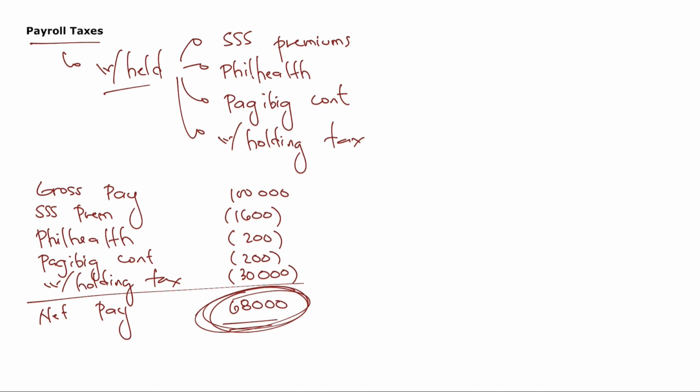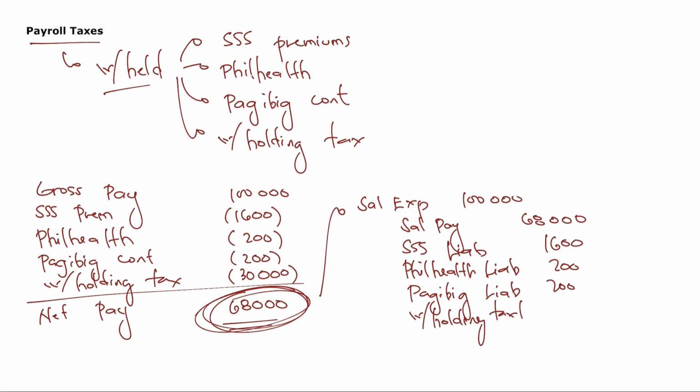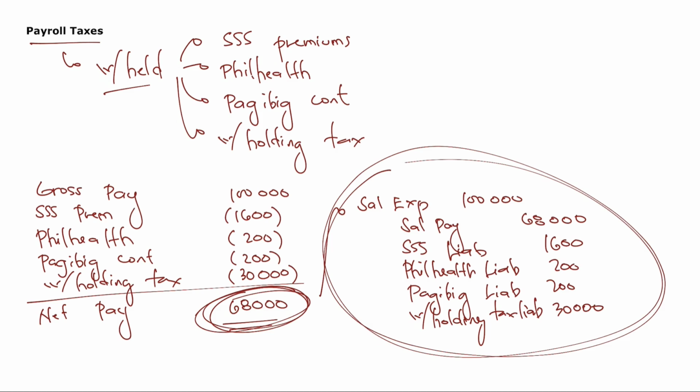So, paano natin yan i-journalize? Well, kapag journalize natin yan, the journal entry is to debit salaries expense equal to 100,000. Credit salaries payable only equal to 68,000 kasi yan lang ang utang natin eh. Then, credit SSS liability which is equal to 1,600. Credit PhilHealth liability equal to 200. Credit pag-ibig liability equal to 200. Then, credit withholding tax liability which is equal to 30,000 pesos. So, this is the journal entry at the end of the month or every month, no?